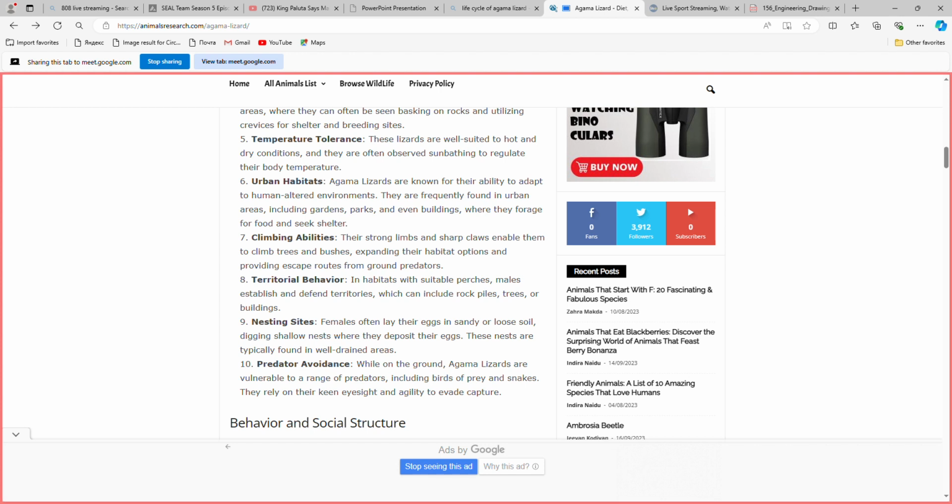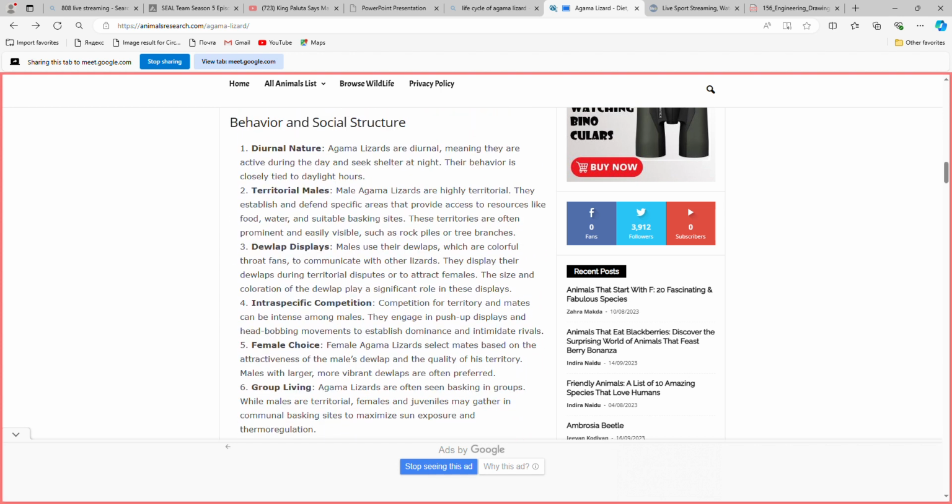And also predator avoidance. How do agama escape their predators? While on the ground, agama lizards are vulnerable to a range of predators, including birds of prey, snakes, can speak of eagle and other things. They rely on their keen eyesight and ability to what? To evade capture. So that is why you see they are very fast. Agama are very fast in escaping their predators. You understand?